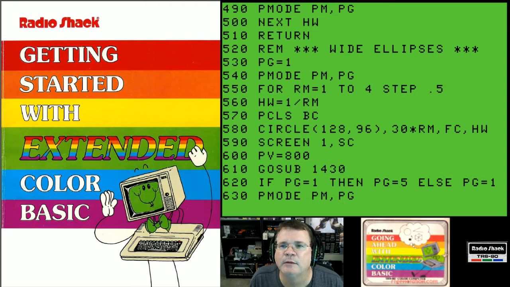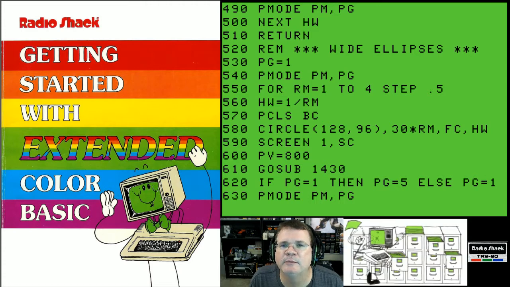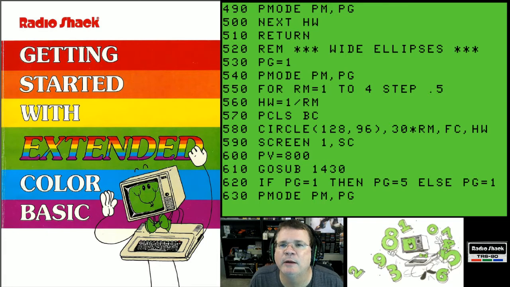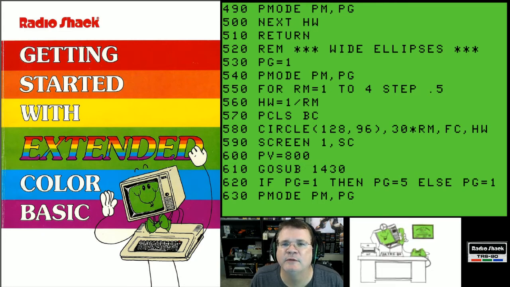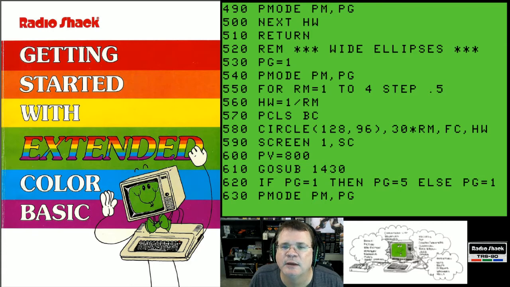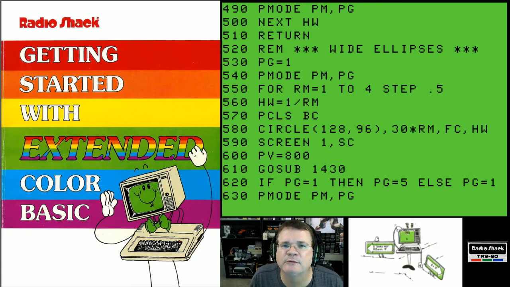Okay, then we have wide ellipses. Circle 30 times RM, PG equals 1, so that's our page, for RM equals 1 to 4, step 0.5. So that is our width radius for our wide ellipse, and we're doing it on different screens. I don't see where SC is being defined here just yet, but I'm sure that's somewhere in the program.